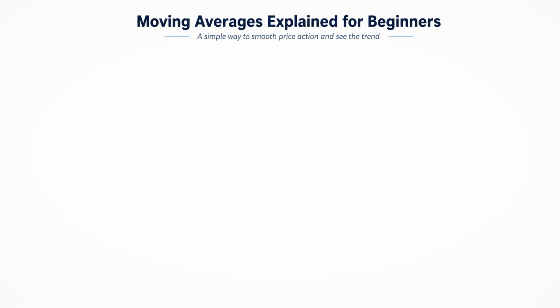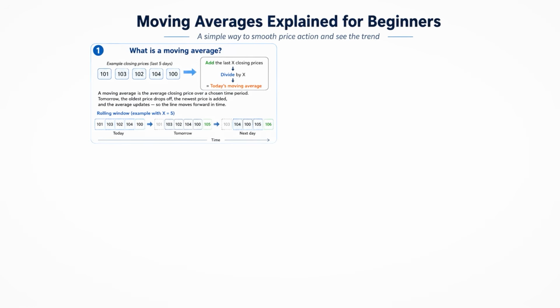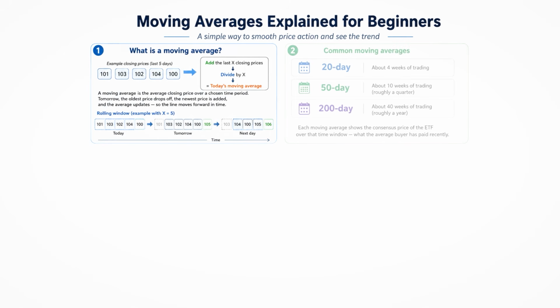A moving average is exactly what it sounds like. Take the closing price of an ETF for the last X days, add them up, and divide by X. That's your moving average for today. Tomorrow you drop the oldest price, add the newest, and recalculate. So the line moves forward in time. The 20-day averages the last 4 weeks of trading. The 50-day averages the last 10 weeks, roughly a quarter.